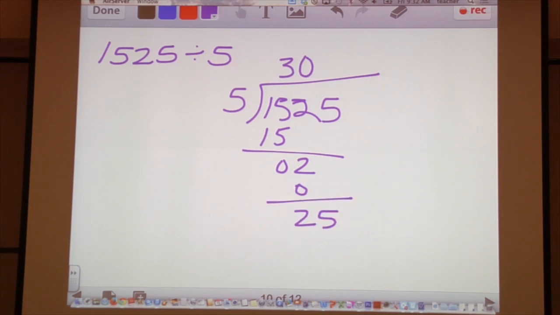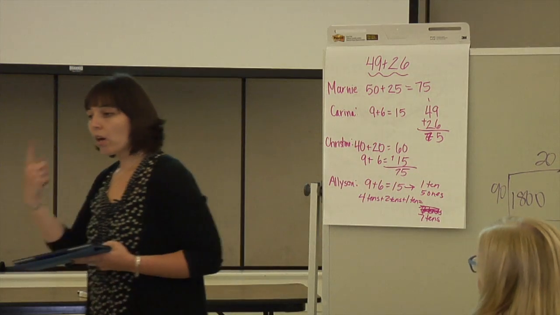Now I have 25 1s. 25 1s broken into 5 equal groups gives me 5 1s in each group. I've used all of my 1s. I don't have anything left. I've got no remainder. So that's what division looks like and sounds like as a process for us. And we are trying to use that language to help them see what's happening.